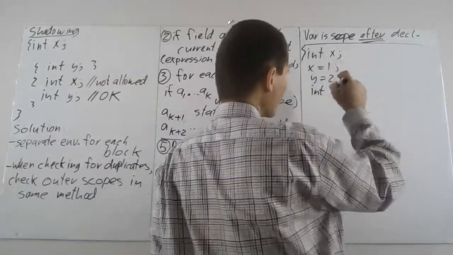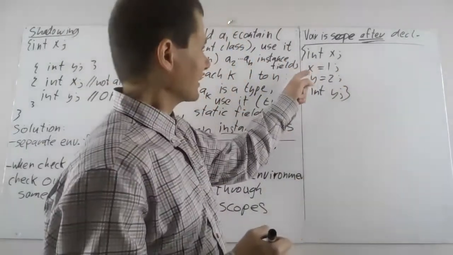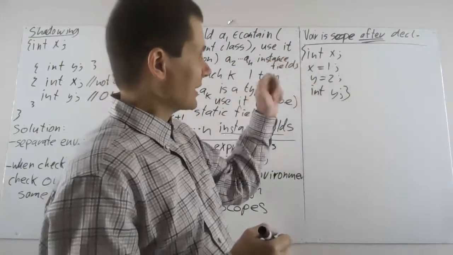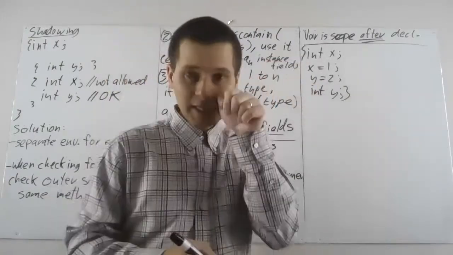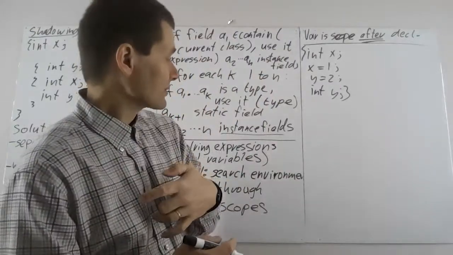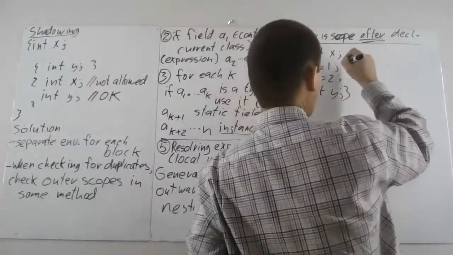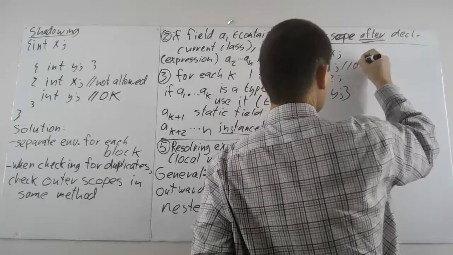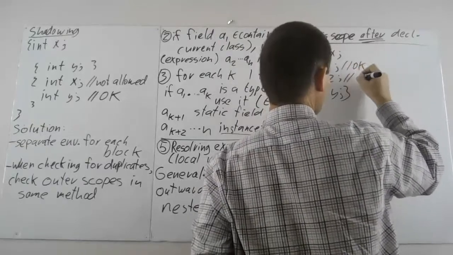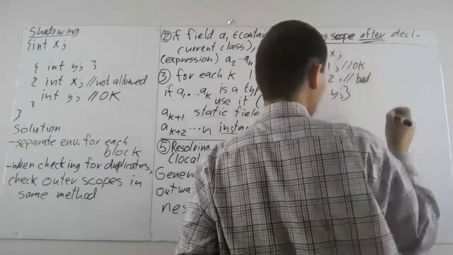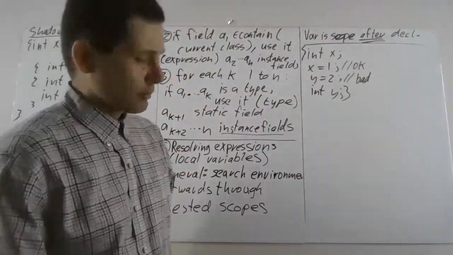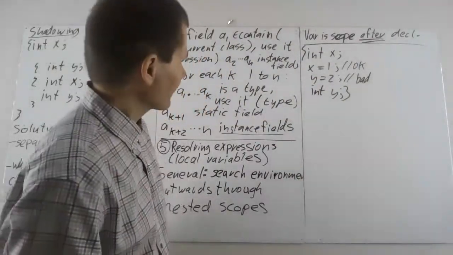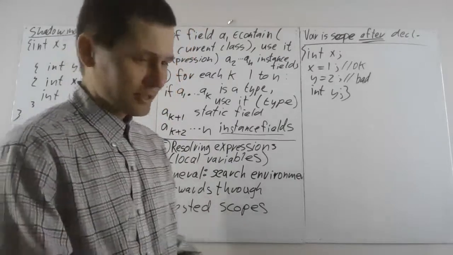But the rule is the variable doesn't actually become part of the scope until after its declaration. So referring to x is okay, and referring to y is bad. So how do you deal with this?